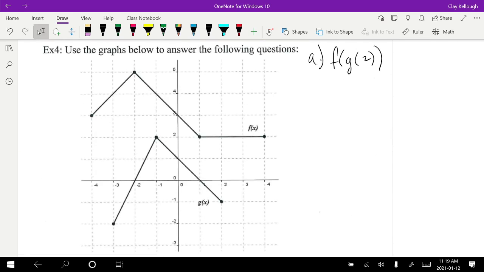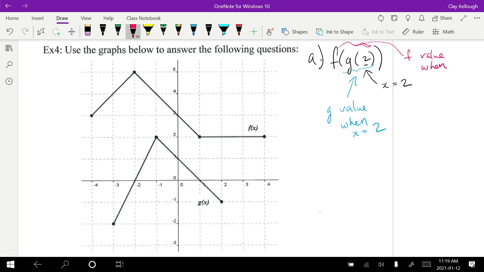Okay, so I want f of g of 2. Remember what this means. This means the x value is 2, and that's what this 2 means. And then this part means what is the g value when x equals 2. And then this whole thing is saying f value when x is, I got to figure that out.